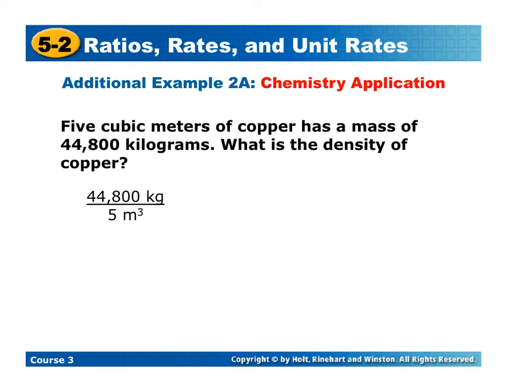And this can work for almost anything. So here, 5 cubic meters of copper has a mass of 44,800 kilograms. What's the density? We're just going to take the kilograms divided by how much space it takes up, which is the 5 cubic meters. So if I take the 44,800 and I divide it by 5, I'm going to get 8,960 kilograms per cubic meter.